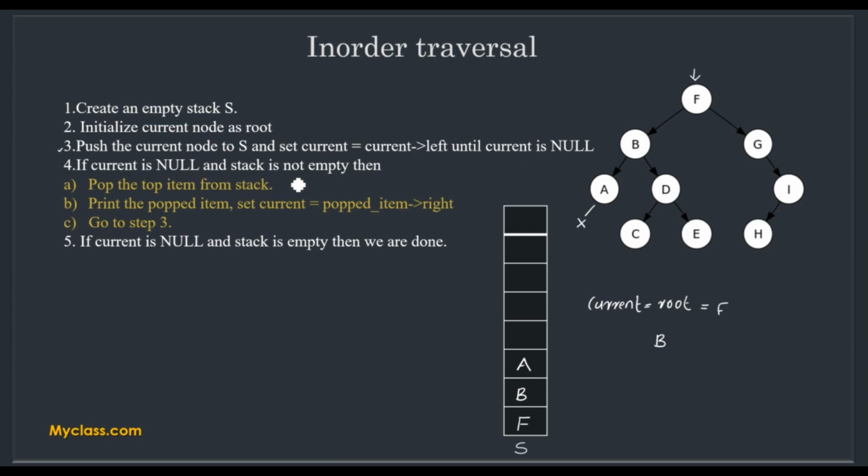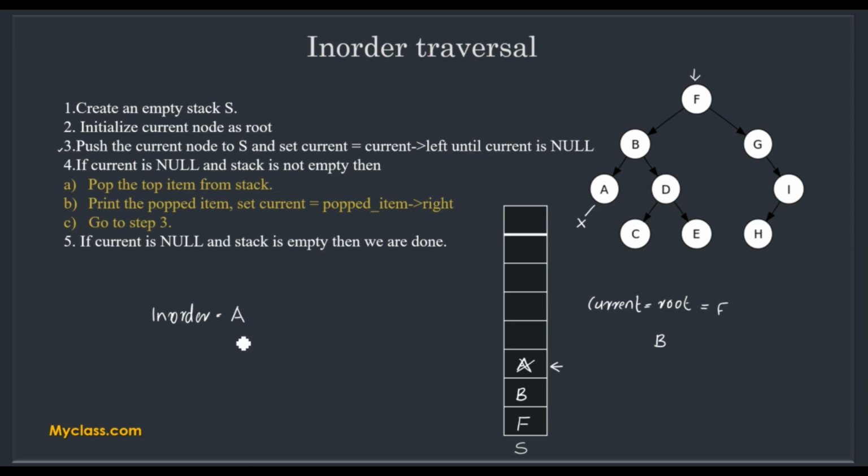If current is null and stack is non-empty, then pop the top item from the stack. So our fourth step starts with popping the top item from the stack. We are popping A from the stack. This is the top of the stack. So A, then print the popped item. Printing the popped item means we are printing A. Then set current equal to popped item right. Popped and printed A.